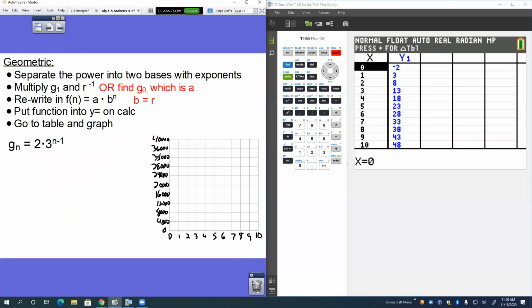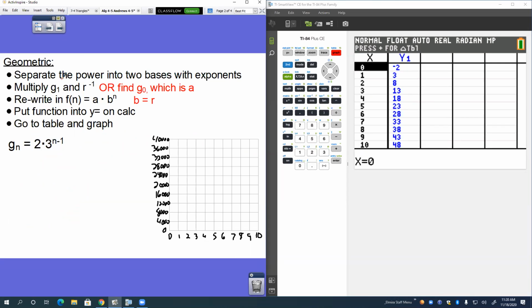Geometric ones are a little bit weird, all right? What we want to do, so we have g sub n equals 2 times 3 to the n minus 1 power. So we're starting our geometric sequence at 2, and we're multiplying by 3. 3 is our common ratio. We're multiplying by 3 each time.